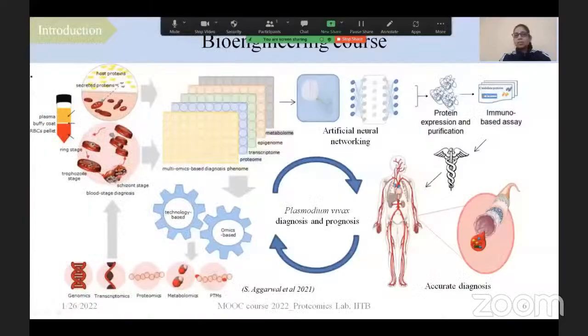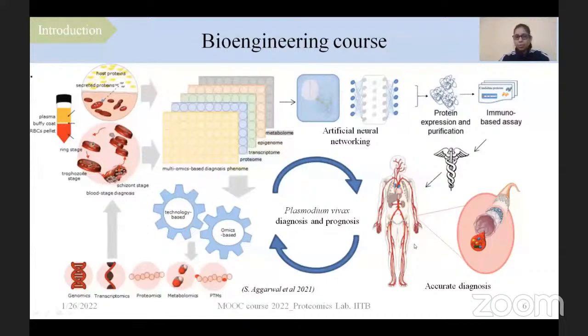Hi all, my name is Shalini and I'm a PhD scholar at IIT Bombay under Professor Sanjeeva's guidance. My work revolves around the understanding of pathogenesis in Plasmodium vivax of Indian population.